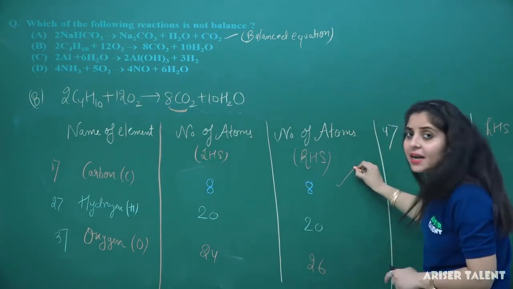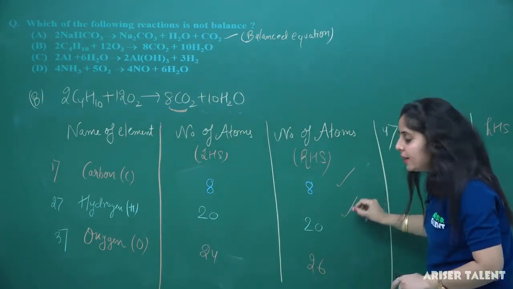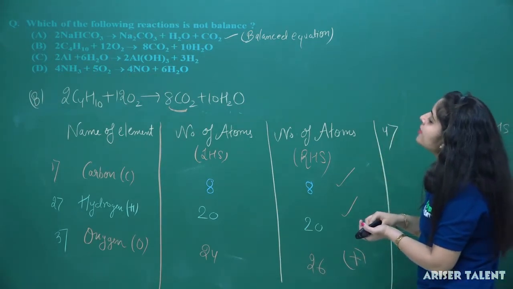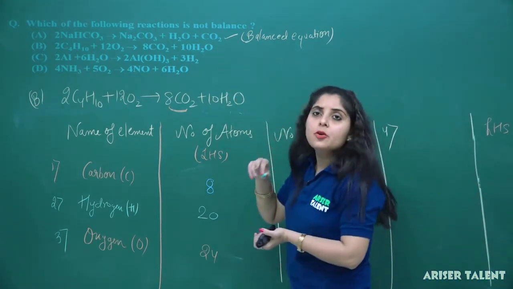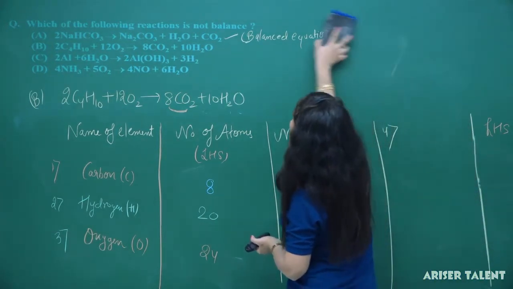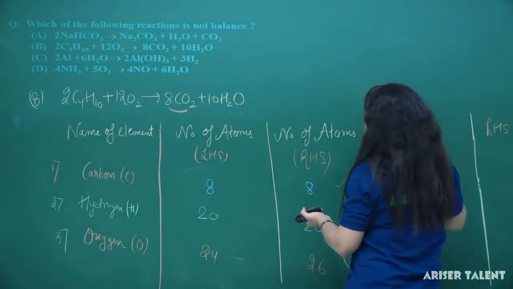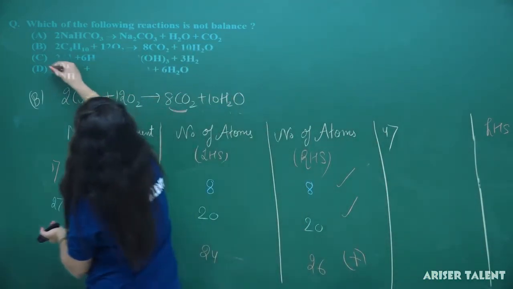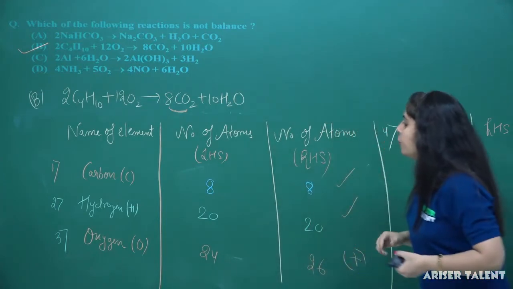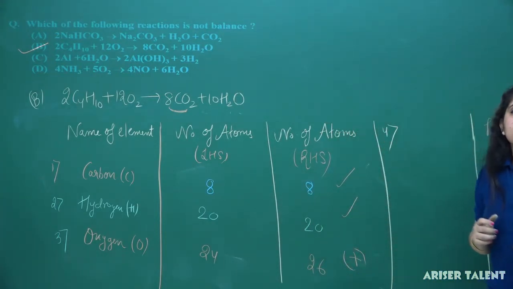So the carbon and hydrogen are satisfied, but the oxygen is not correct. So we can say that this equation is not a completely balanced equation. So here the correct option is option number B. Among all these statements, option B is the correct answer. If you want to copy it, please copy it now.